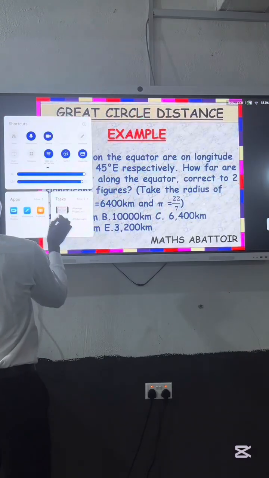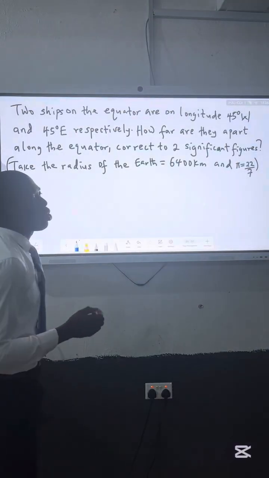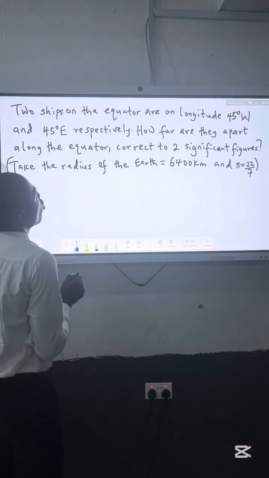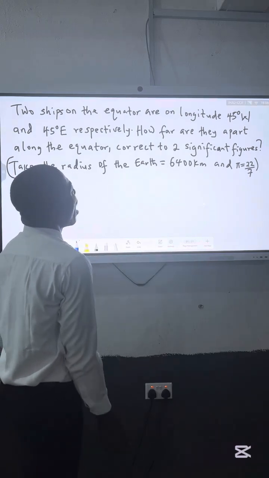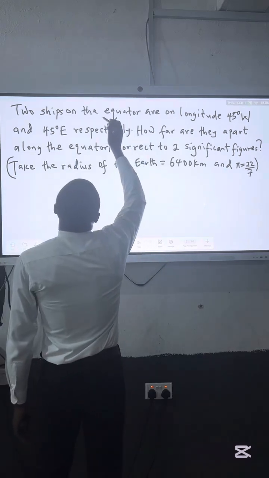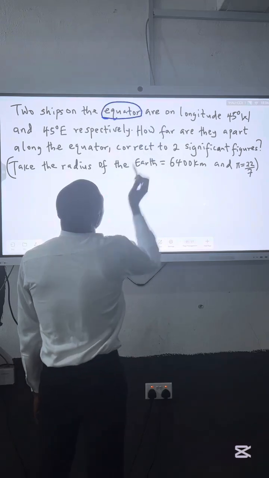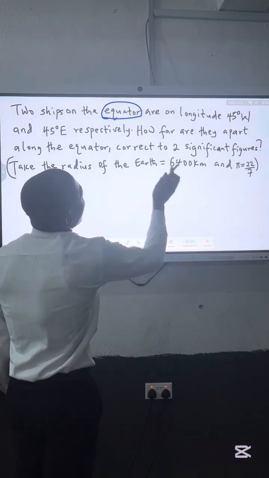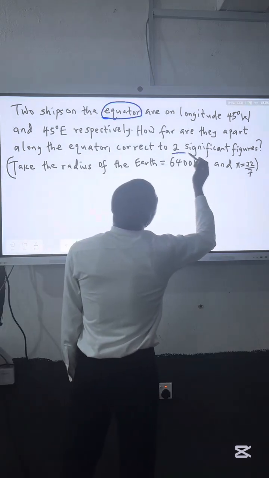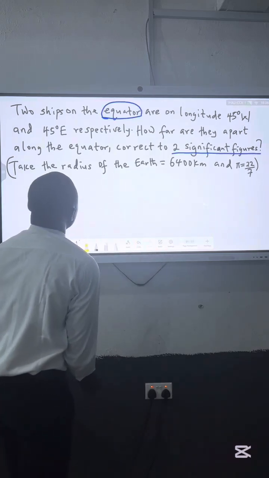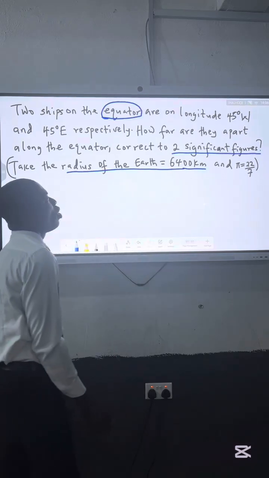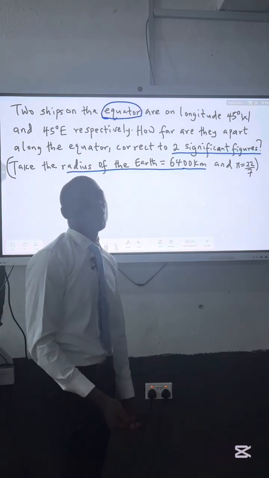Let me bring the question to this side so that I can underline some of the important information. Two ships on the equator are on longitude 45 degrees west and 45 degrees east. Equator is very important. How far are they apart along the equator? Correct your answer to two significant figures. Take the radius of the earth as 6,400 kilometers, and take the value of pi as 22/7.